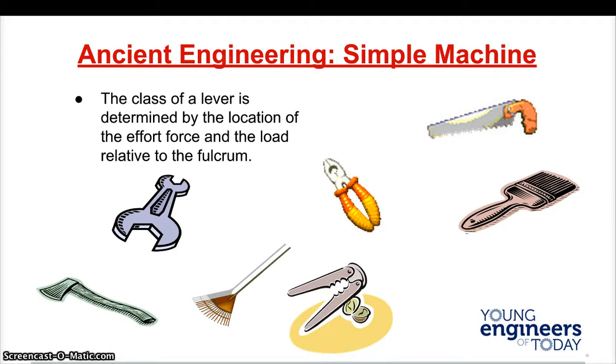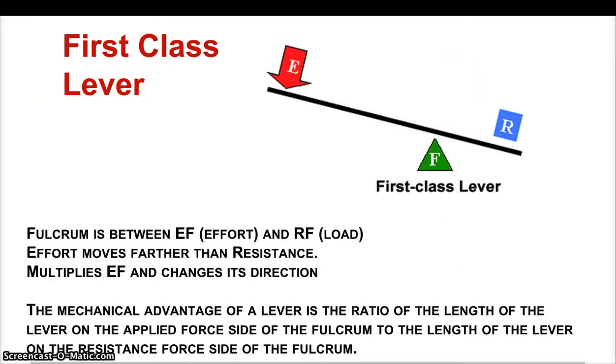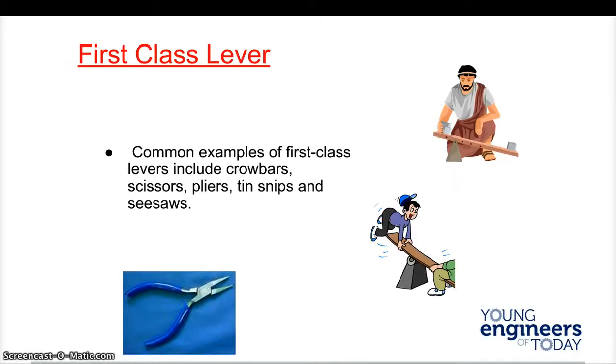Now, basically we have 3 types of levers we're going to be looking at. All levers are determined by the location of the effort force and the load relative to the fulcrum. This is a first class lever. Here's another way of looking at it from an effort and resistance standpoint. Some examples.